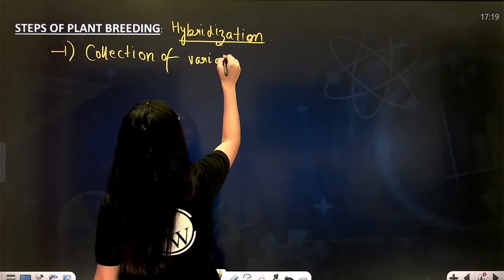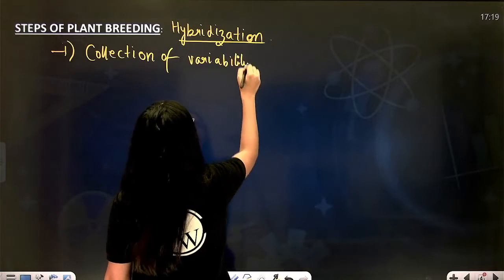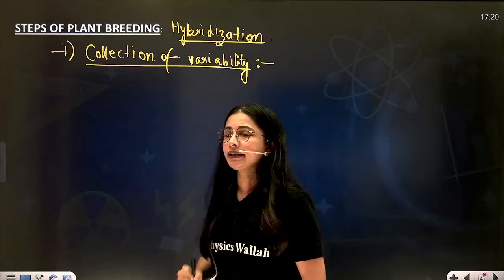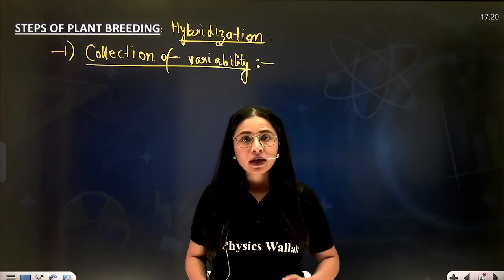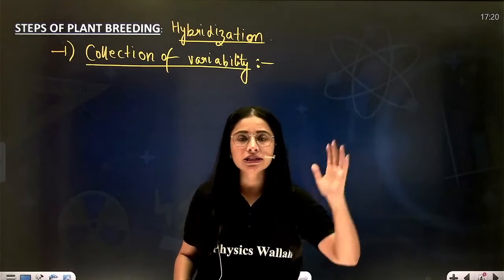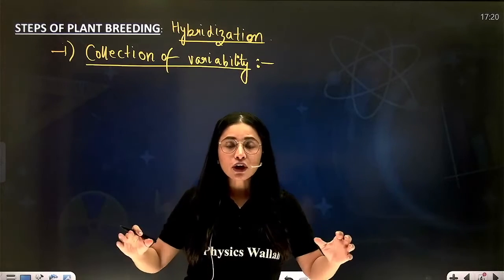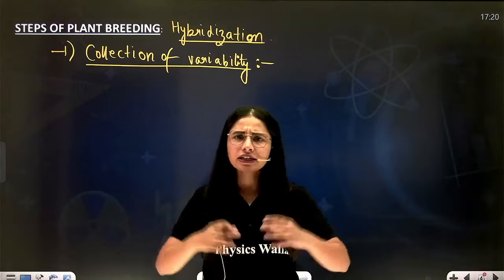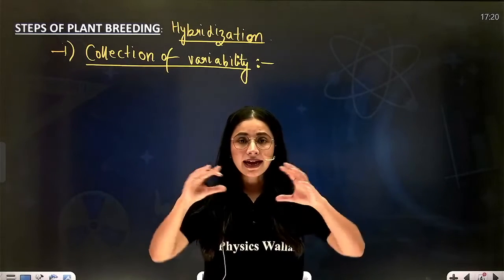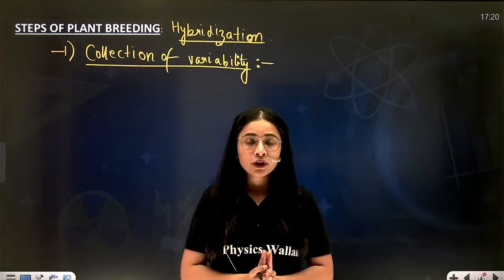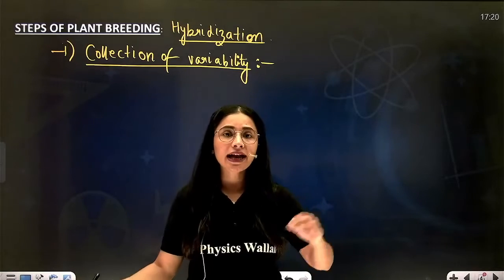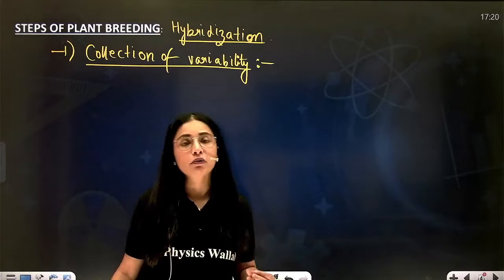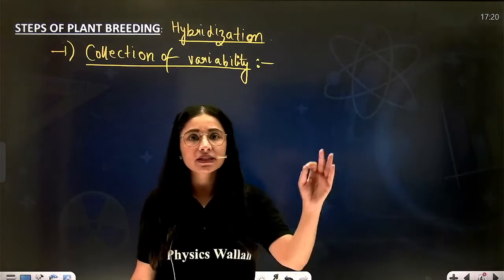The first step is collection of variability. Variability means what? Suppose I am having X plant species. So first of all, I need to collect all those varieties of the species, all the genes and all their alleles. I need to create a germplasm so that whenever required, I can simply go to that bank and collect my required genes, collect my required plant variety of a specific species.